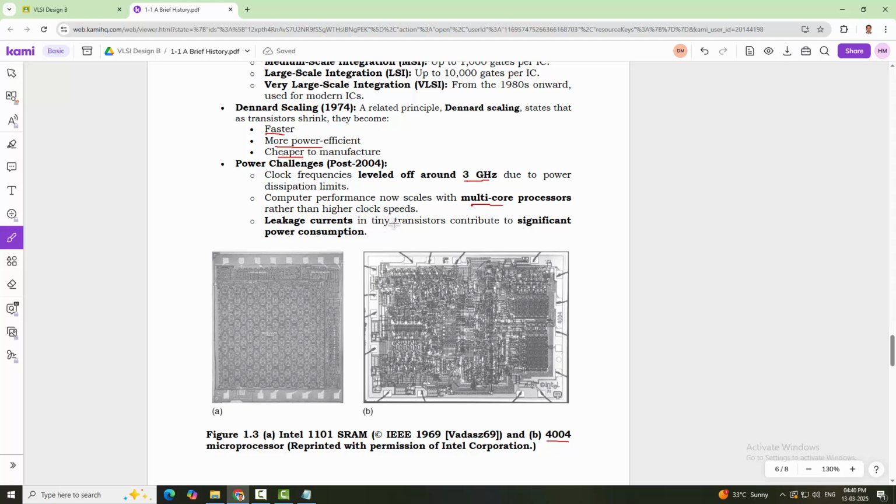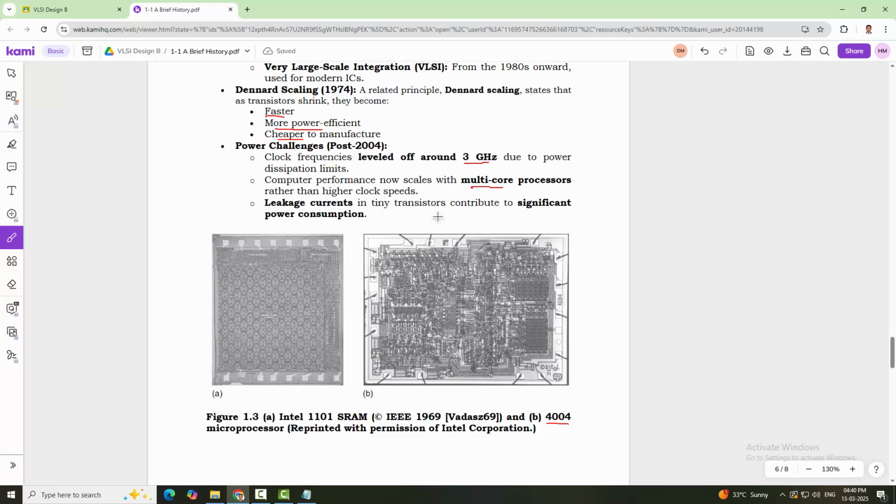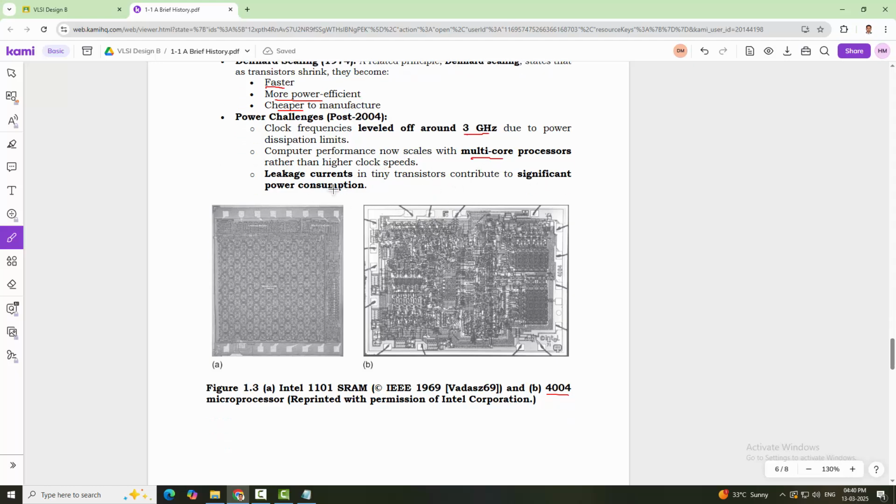And also leakage currents in tiny transistors contribute to significant power consumption. That also can be reduced. Okay, that was the main problem, but using sophisticated techniques this can be brought down.